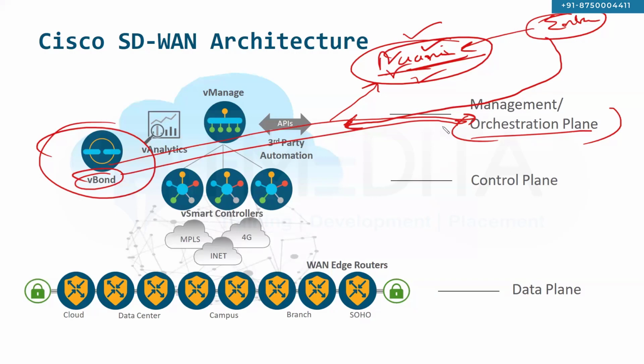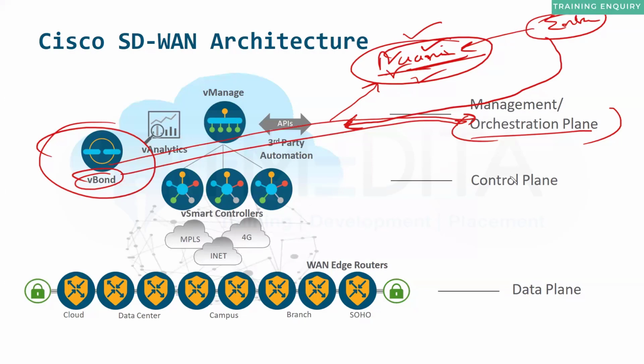Questions? I have one question here. So branch A and B want to talk. There is no control plane in the edge routers, so again it is going to a controller, and again coming back to branch B. Do you face any latency issue? Again it is going back to the controller.